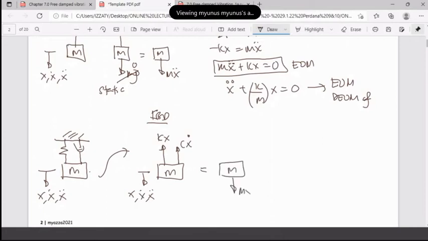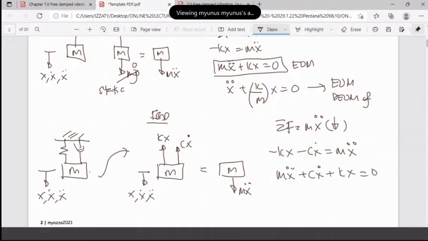mx double dot. If you apply the same approach as before and consider pointing downward as positive, you are basically talking about negative kx minus cx dot equal to mx double dot. And we arrange the equation, it becomes as such, isn't it? It is not very difficult. So you have a new term here, this one.